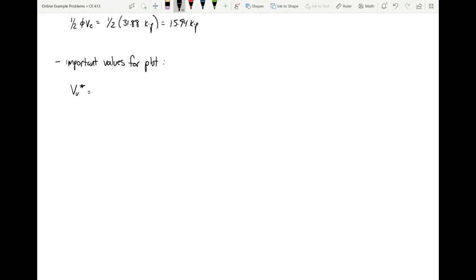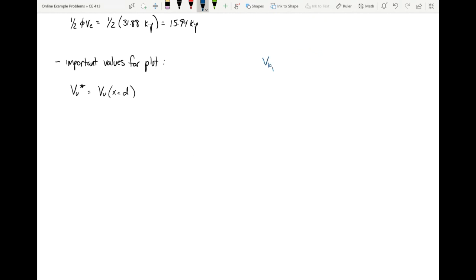So what Vu star is, remember that's the Vu at x equals d. Now remember, that's the value that we use for design. That's where we start our design. Now let me go ahead and remind everybody what our equations are.